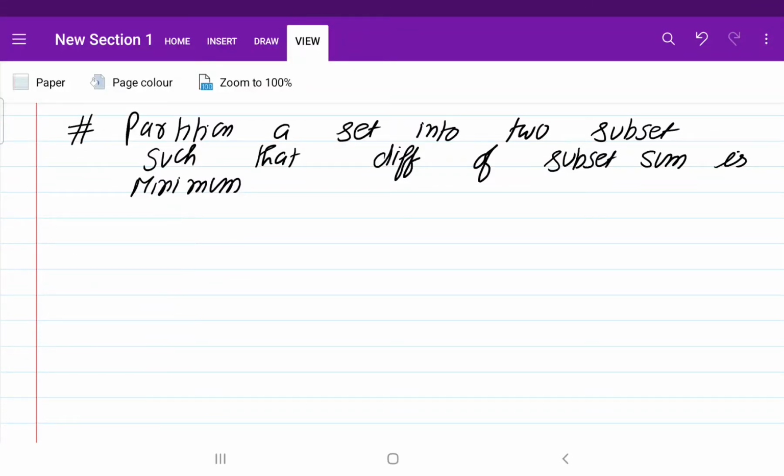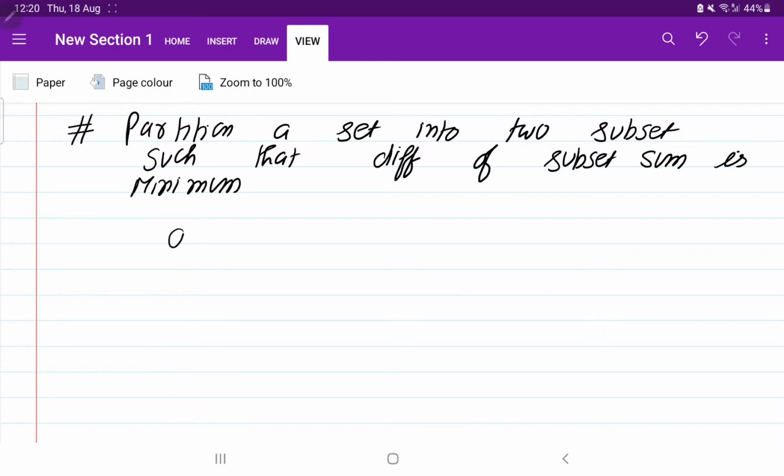Friends, so today we are going to solve a question. The question is: partition a set into two subsets such that the difference of the subset sums is minimum. Okay, so basically I am going to simplify the question. The question will be given like this: there is a set of integers given to us.